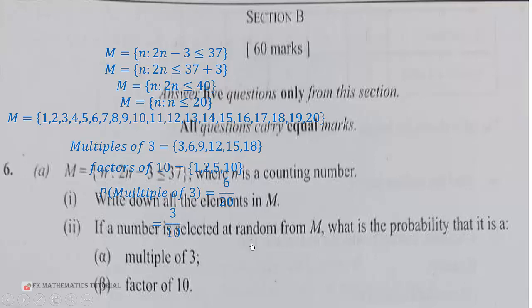Then the probability that it is a factor of 10. So 1, 2, 5, 10. We have 4 numbers there. So 4 over the total number, which is 20. If you simplify it, you get 1 over 5. So that is the A part of the question.